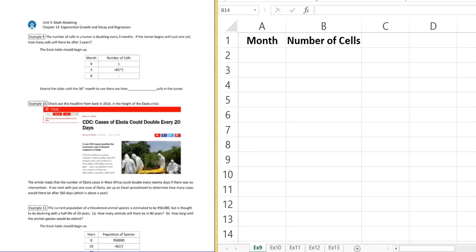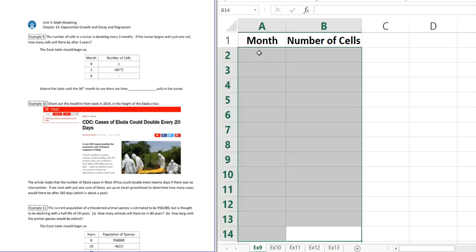So let's look at some examples in Excel. We're going to start with example 9 here. It says that the number of cells in a tumor is doubling every 3 months, and it's going to begin with just one cell. How many cells in 3 years? So over here in Excel, we have our month and our number of cells.